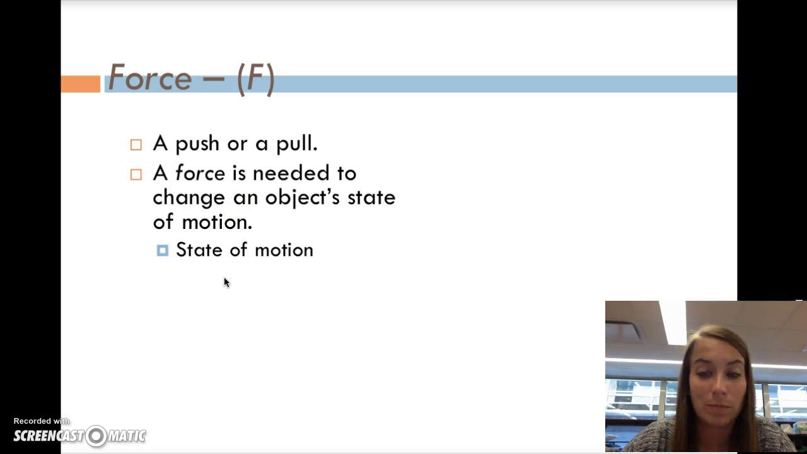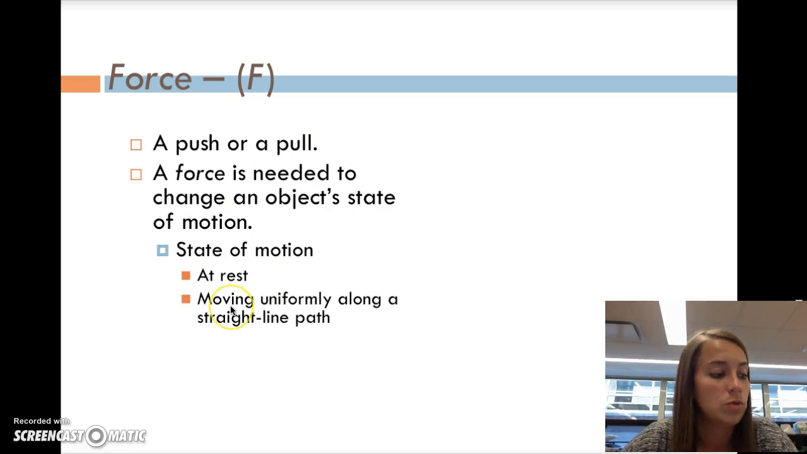State of motion, what do we mean by that? A state of motion is either at rest, okay? So if you're sitting still, if an object's sitting on the table that is at rest, that is a state of motion. Moving uniformly in a straight line path, okay? So if I am going along a straight line, in order for me to slow down, stop, change directions, there has to be a force.